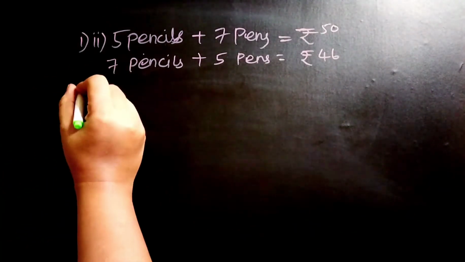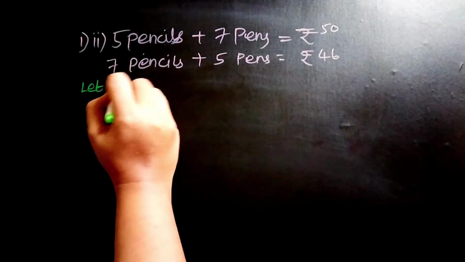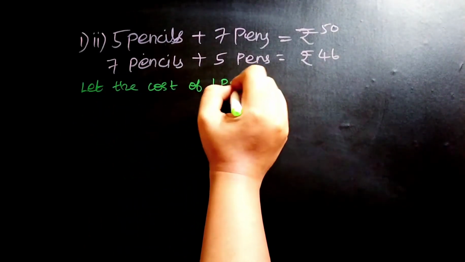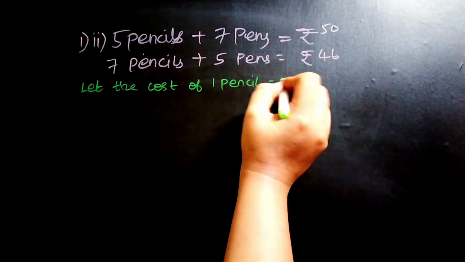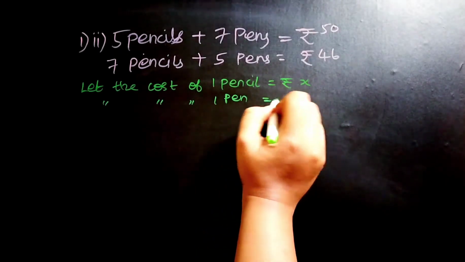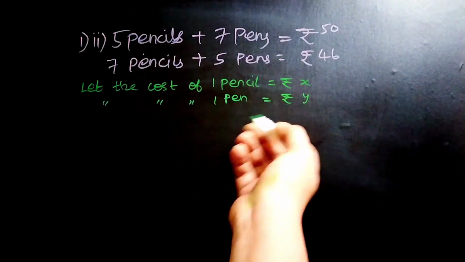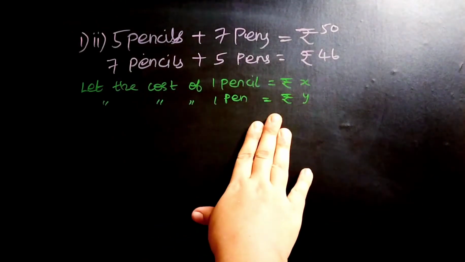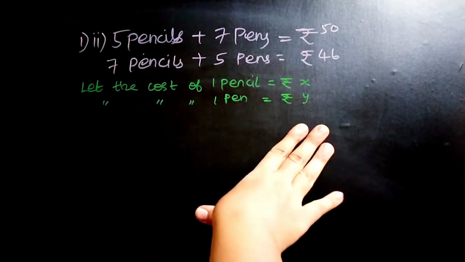Like the previous subdivision, we are going to assume, let the cost of 1 pencil be rupees X. Same way, the cost of 1 pen be rupees Y. Or you can swap X and Y, it is not necessary to have them for pen or pencil. That's up to you. But be clear in mentioning the variables, whatever you are taking.